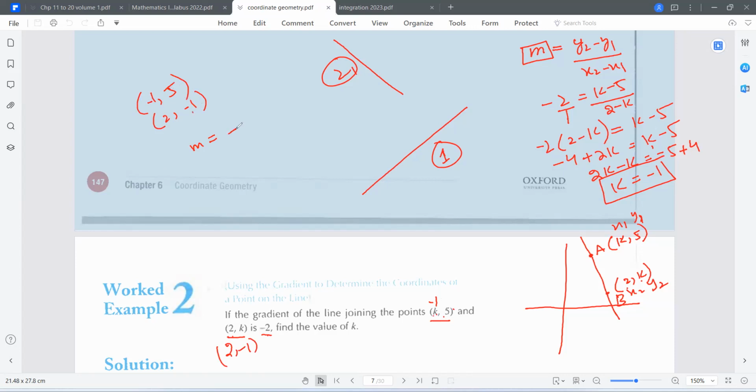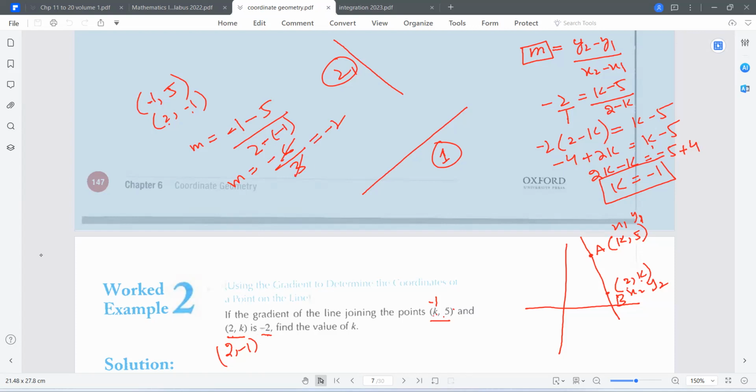y2 minus y1 upon x2 minus x1: -1 minus 5 upon 2 minus -1. The formula has a minus and -1, this one. So m is equal to -6 upon, minus plus, it would be 3, and finally the answer is -2. So I verified for you that yes, the value of k satisfies slope -2.